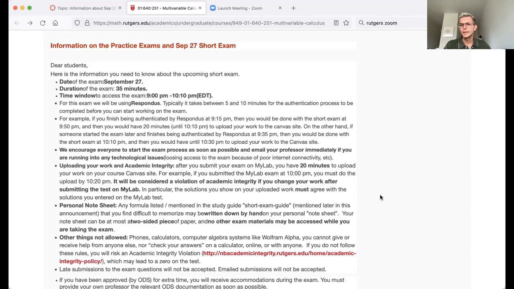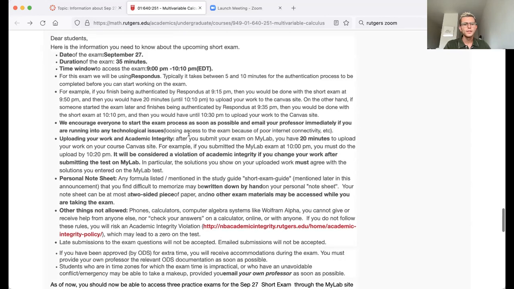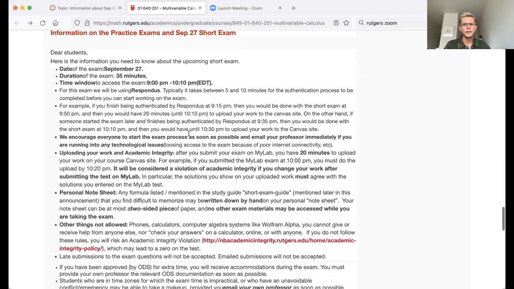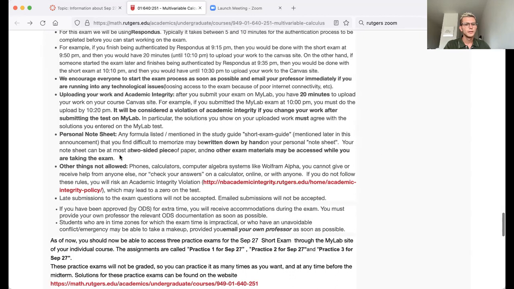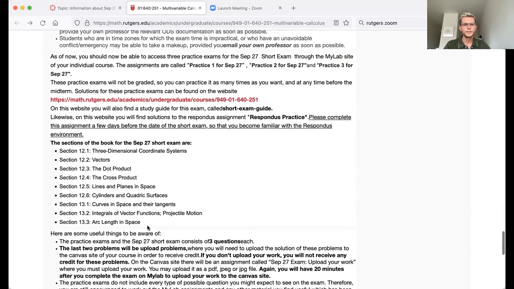The sections are described here. So it's basically chapter 12. Well, it's not open notes in the sense that you cannot use a notebook. It is open notes in the sense that you can write anything on your note sheet.